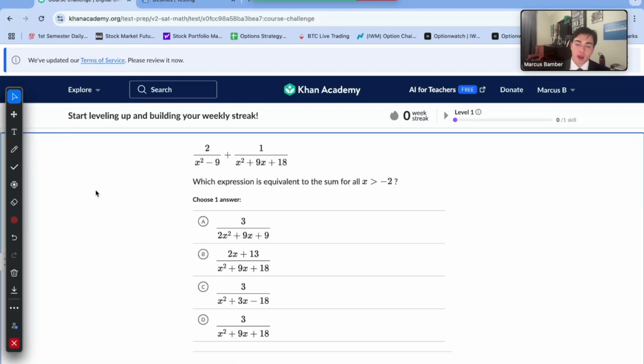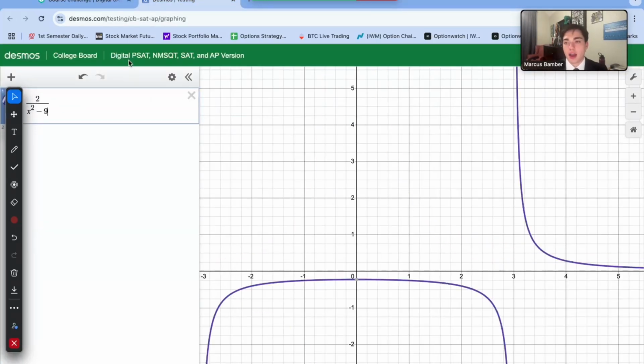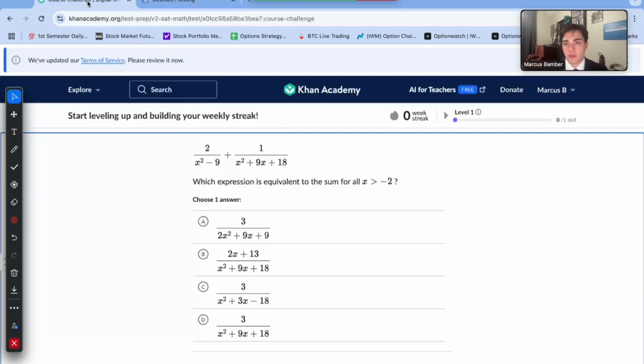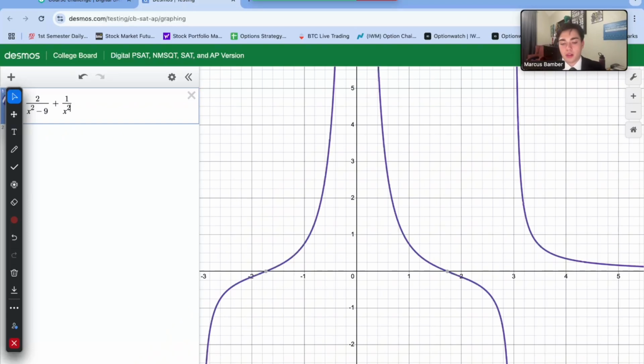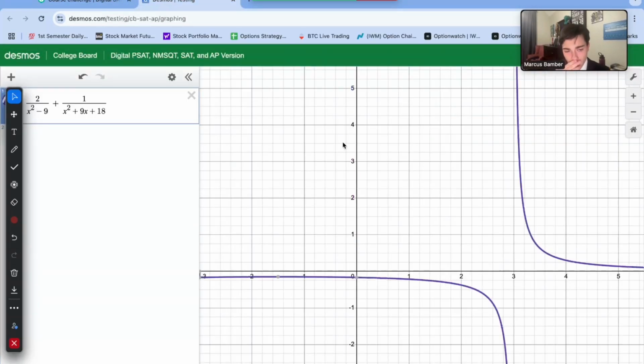Moving on to our next question. Once again, when in doubt, Desmos it out. We can just type this whole thing into Desmos. So 2 over x squared minus 9, and then plus 1 over x squared plus 9x plus 18. We get this function right here. We're just going to type each of our answer choices in and see if it matches.